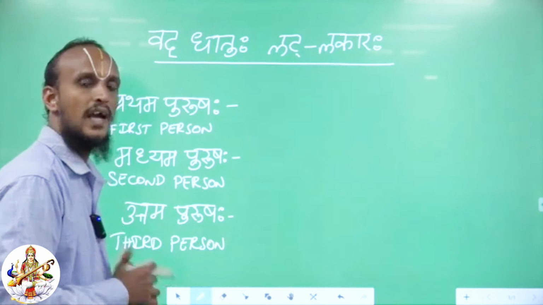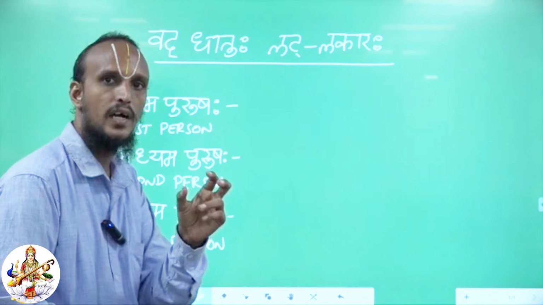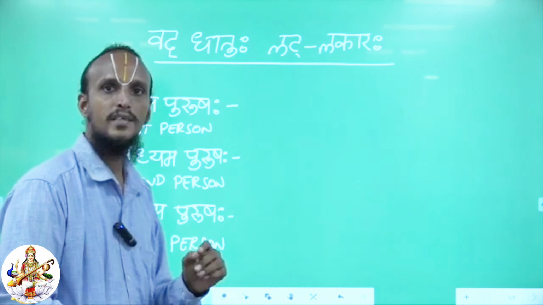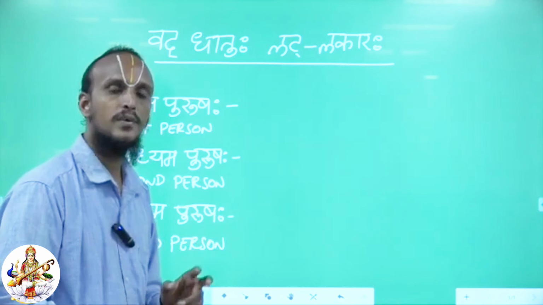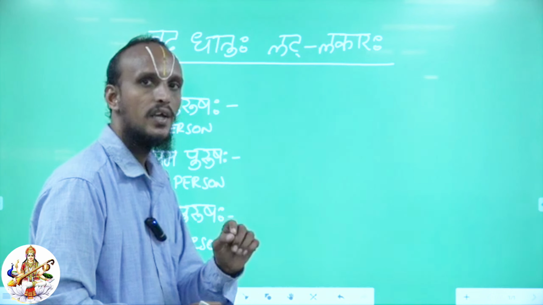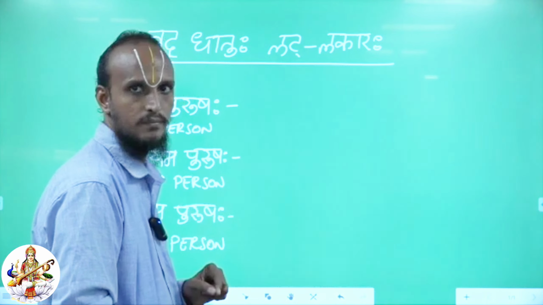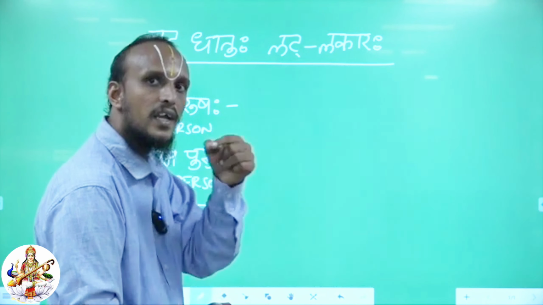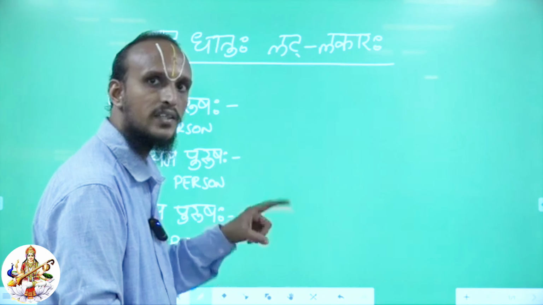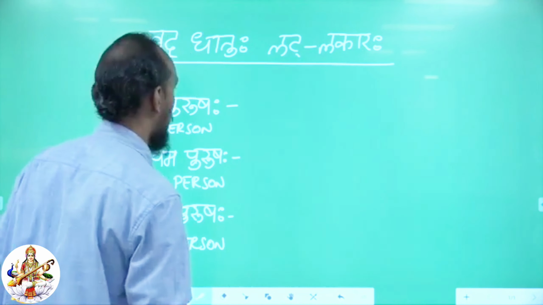See here, children, actually we have a difference between the language English and Sanskrit. In English, the first person is I, the second person is you, the third person is he, she, it. But in Sanskrit, the first person is he, she and it. Then the second person, you. And the third person is I. Okay, children. Now I will write the Dhatu Rupavali.